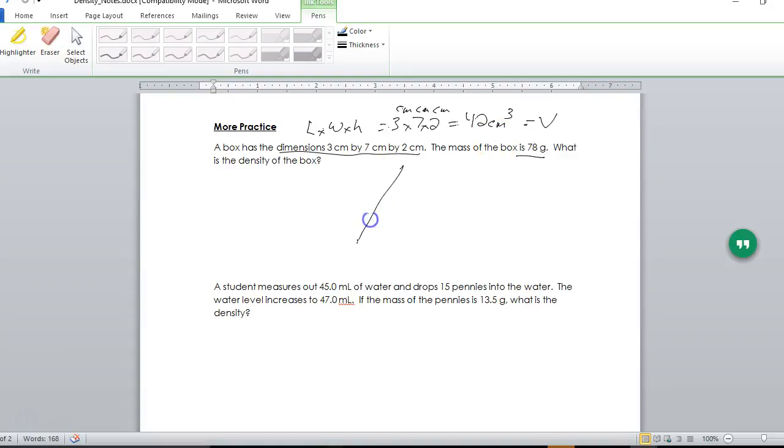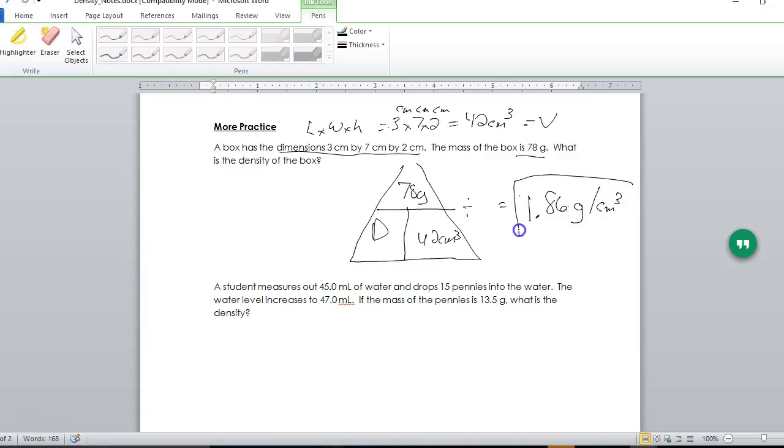Okay, so now we can plug in our numbers into our density equation here. So we don't know the density. We know the mass is 78 grams. We know the volume is 42 centimeters cubed. They're on top, so 78 divided by 42. So we get a density of 1.86, and density is two units, mass, grams, divided by the volume, which our volume in this case was centimeters cubed.